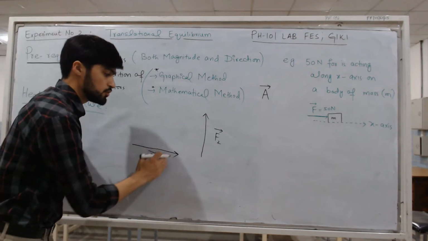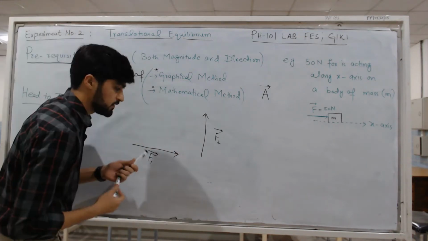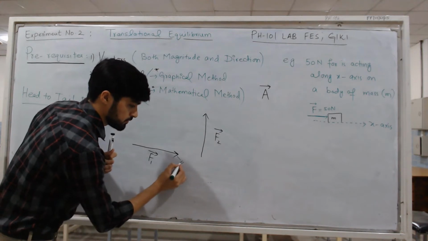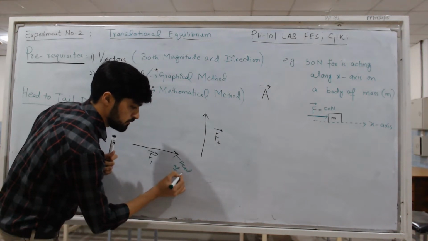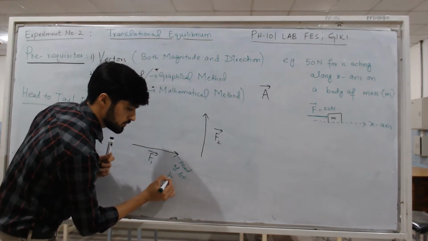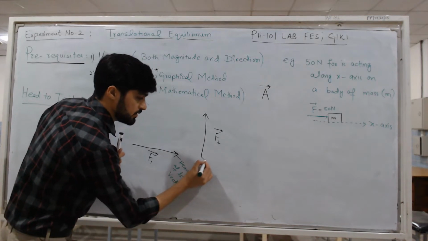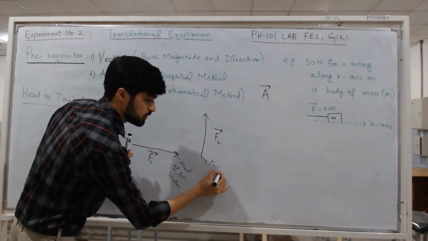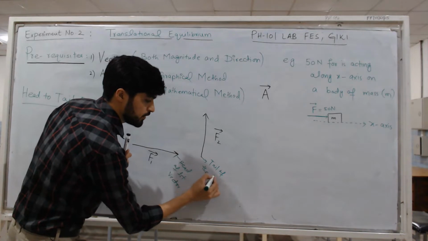So how do we add these two vectors? Simple. This is the head of the first vector, and this is the tail of the second vector.